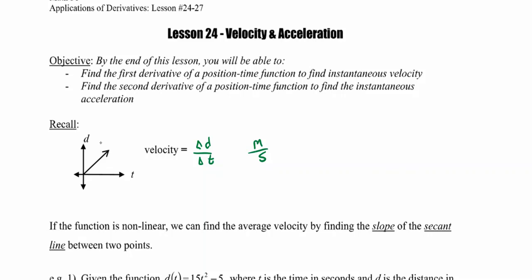And if we graph this, if we had a linear relation like this, then it would really be the slope of the graph. That would be your velocity, the rise and the run there.